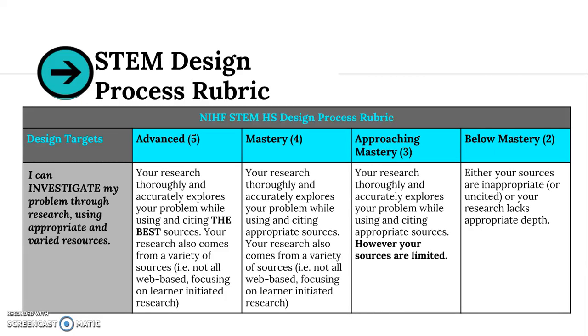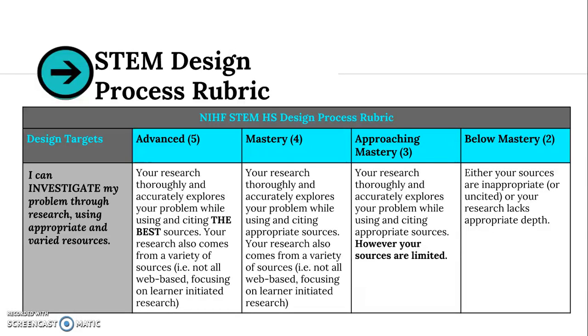So for a 4 out of 5, your research thoroughly and accurately explores your problem while using and citing appropriate sources. Your research also comes from a variety of sources, like not all web-based, and focuses on learner-initiated research. So there should be interviews in your research, even just to get a 4 out of 5. At a 5 out of 5, your research thoroughly and accurately explores the problem while using and citing the best sources. Your research also comes from a variety of places.